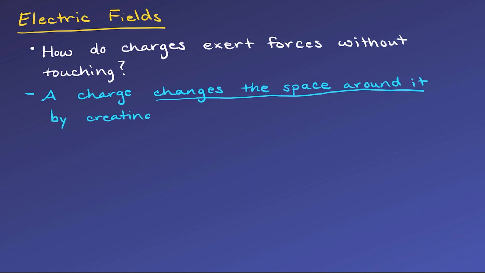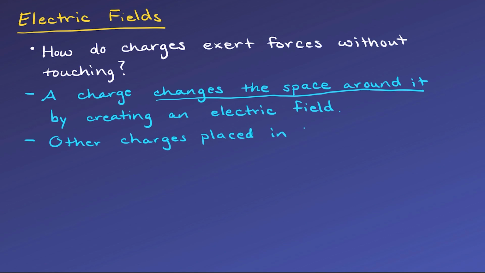We say that a charge changes the space around it by creating an electric field. Then, when another charge is present in that field, it feels these changes to the space around it from the first charge, or it feels the electric field. So in this model, the electric field is what is actually exerting the force on the second charge.